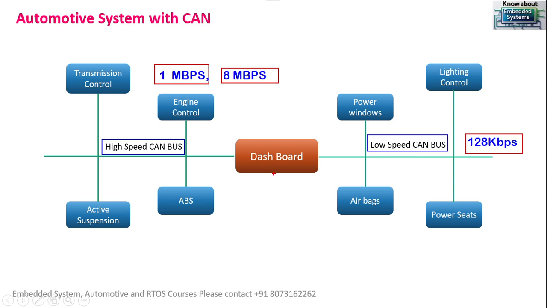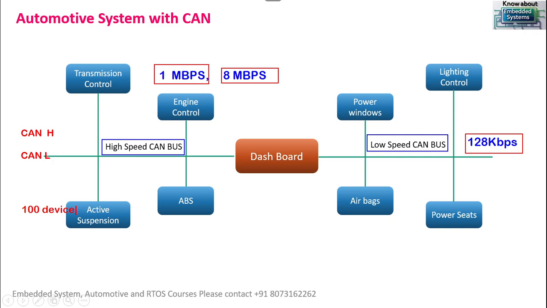On a single line, one pair of lines, we'll be using two wires here. One is called CAN H and the other is called CAN L. Using two wires, you're able to connect more than 100 different ECUs. So when you are using CAN, wiring will be less, very cheap, cost effective, very dynamic, and very high speed communication can also be achieved with the help of CAN.